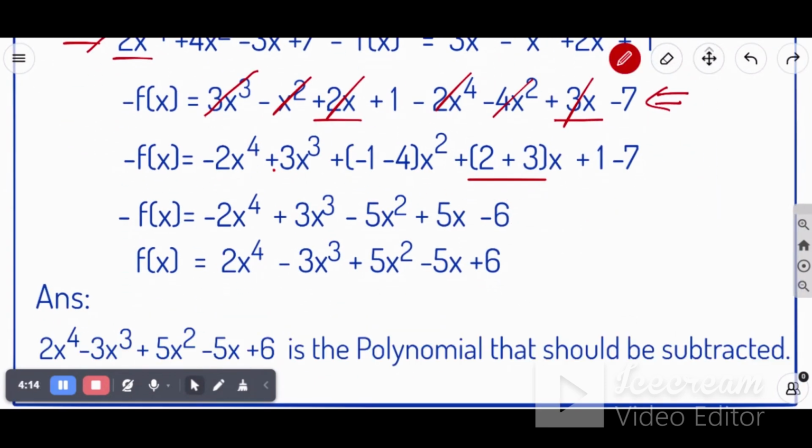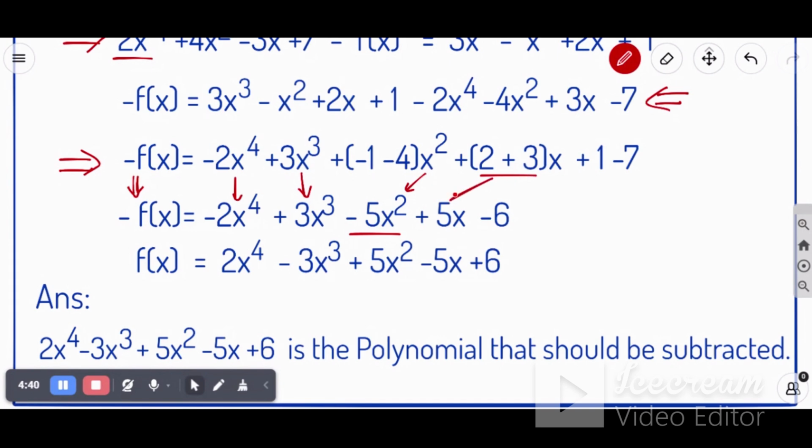Now you have to simplify your next step. We are done till here. The next step will be, do remember I am writing this minus f of x as such. And then your first term as such, x power 4 and minus 2x power 4 and plus 3x cube. Now comes x square. Minus 1 minus 4 is minus 5. So that is a minus 5x square. And then comes your 2 plus 3, which is plus 5x. And then 1 minus 7 is minus 6. Now our question is simplified.